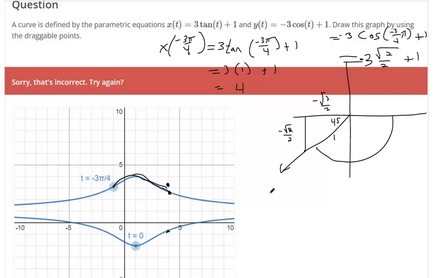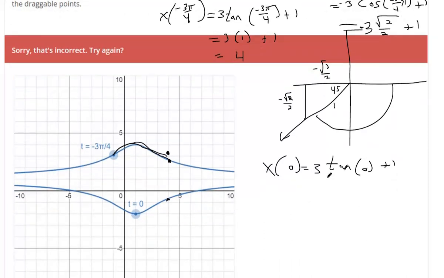Okay, so that is t equals negative 3 pi over 4. We just have to plug that into both. T equals 0, we want to plug that into both as well. If I plug in 0 for t into the equation, that spits out our x coordinates. You're not sure what tangent 0 is without a calculator. Tangent is sine over cosine, right? So 0 degrees is right here. Sine is always the y coordinate of your terminal side, and cosine is always the x coordinate. So cosine is 1, sine is 0. So tangent of 0 is 0.